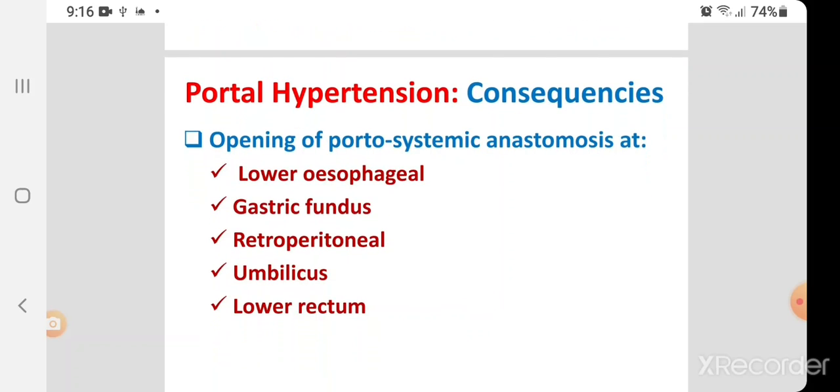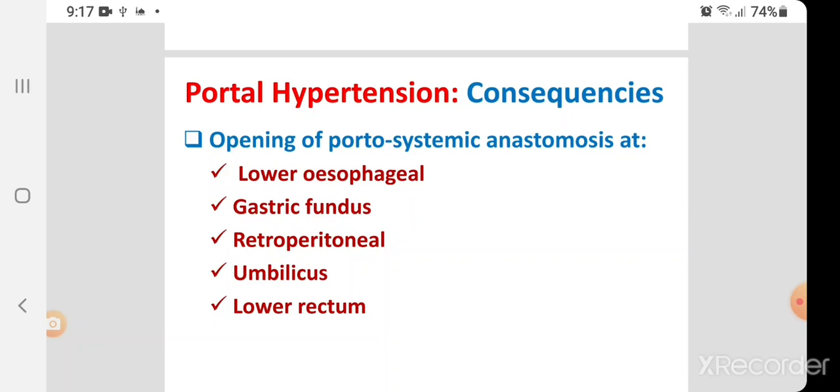Portal hypertension has consequences, and the main consequence of portal hypertension is bleeding. The most dangerous thing which can kill the patient is bleeding from varices. When the portal blood flow is hindered, the flow of blood is not normal, and it will make back pressure on the tributaries of the portal vein.